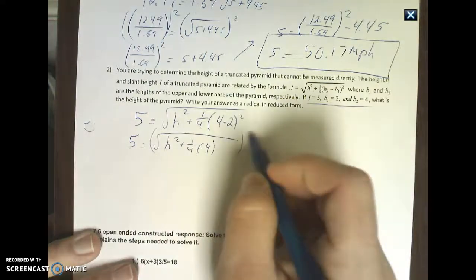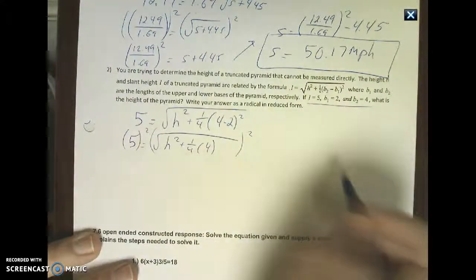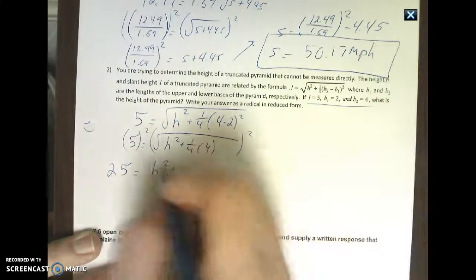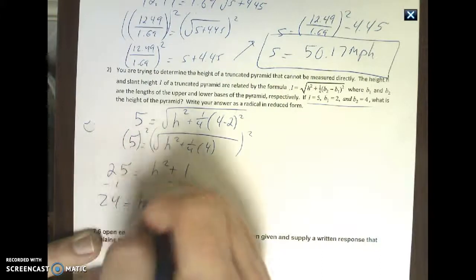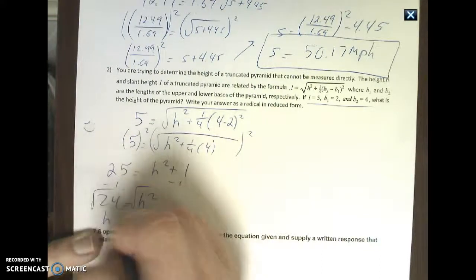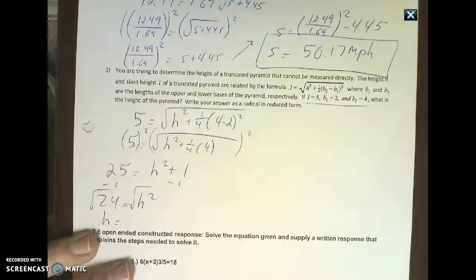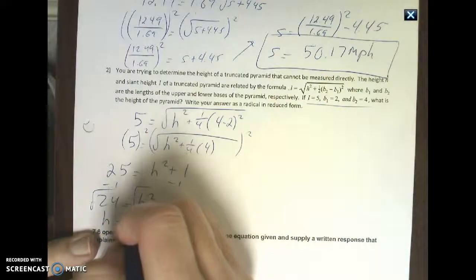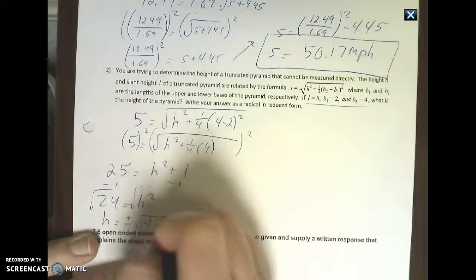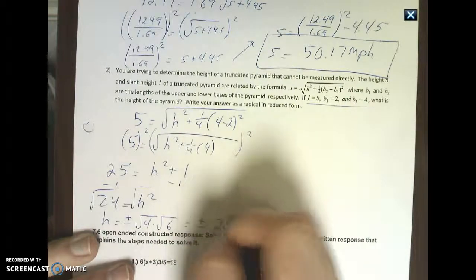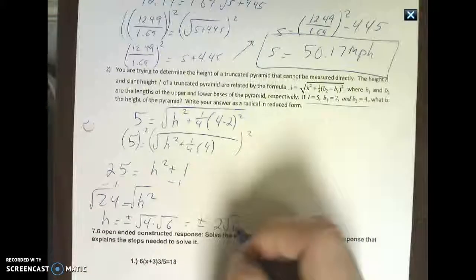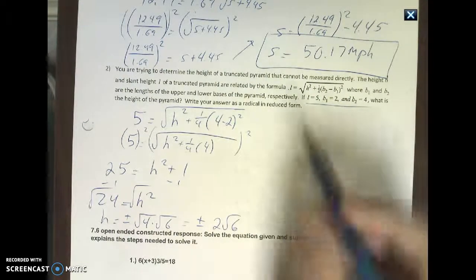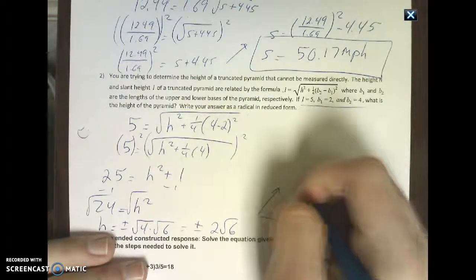I want to get rid of this square root. Square both sides. Okay, subtract 1, subtract 1. Square root left, square root right. What perfect square can go into this? Okay, it would be 4 and 6, plus or minus root 4 times root 6, which gives me plus or minus 2 root 6. Alright, let's think in terms of real world. Can I have a height that's negative? No. So my answer is positive 2 root 6.